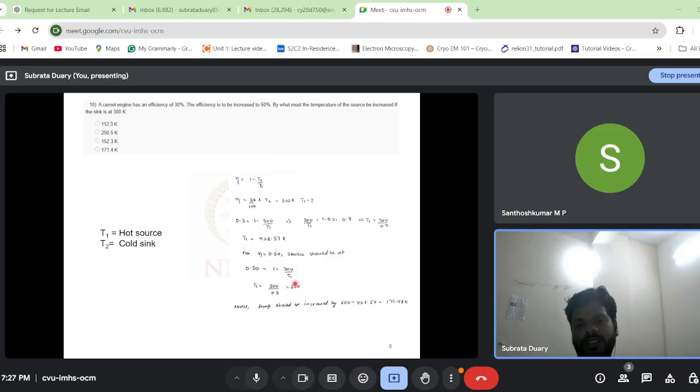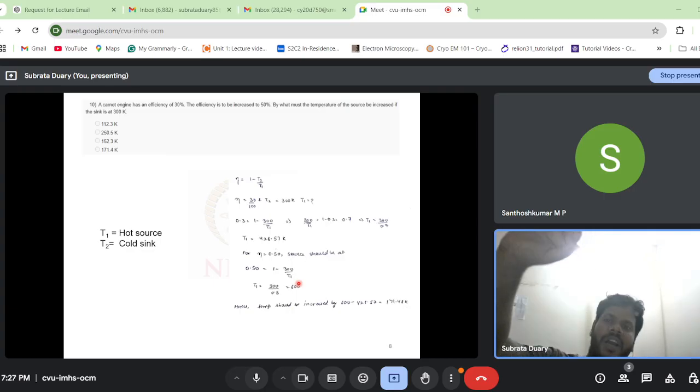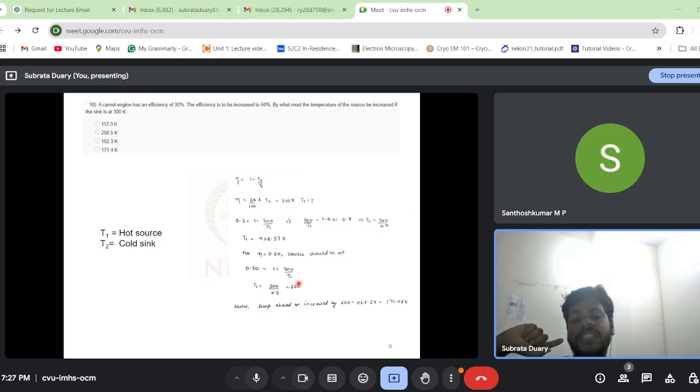So this is 600. So previously T1 was 428.57, now it is 600. So you are increasing the source heat, that means you are increasing the efficiency of the Carnot cycle engine. Hence the temperature should be increased by 600 minus 428.57, that is 171.43 Kelvin. Okay, so you understand this problem.